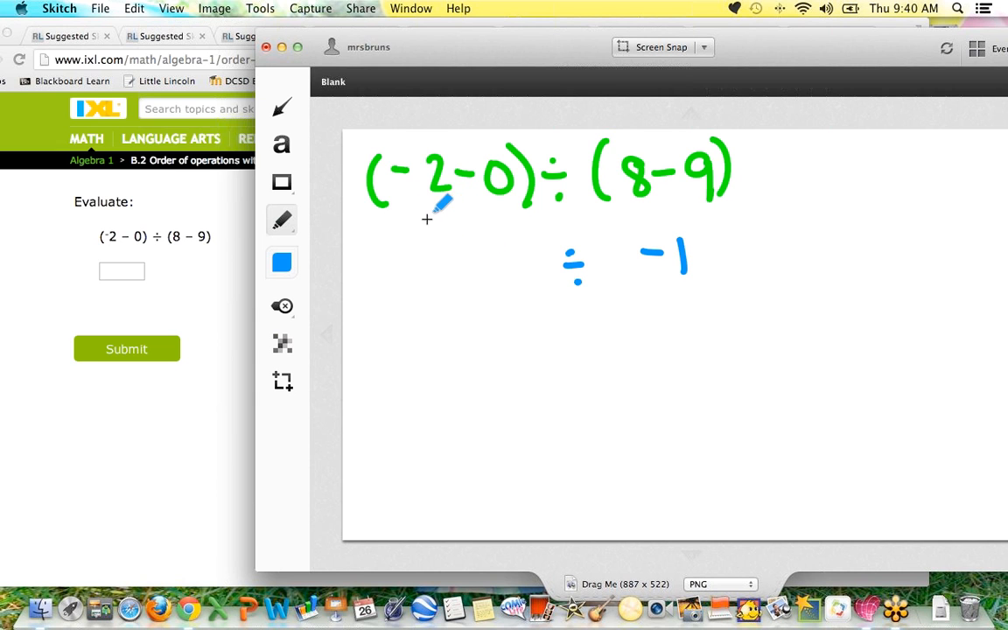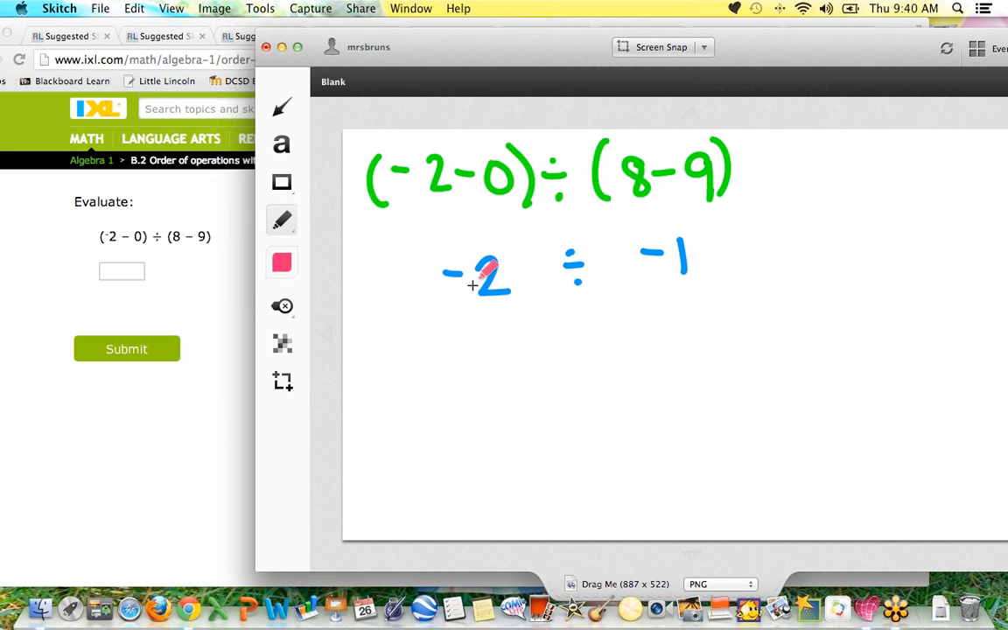And then let's go back to this set of parentheses. -2 minus 0. Well, that's nothing. So it would just be -2. So now my problem is -2 divided by -1.